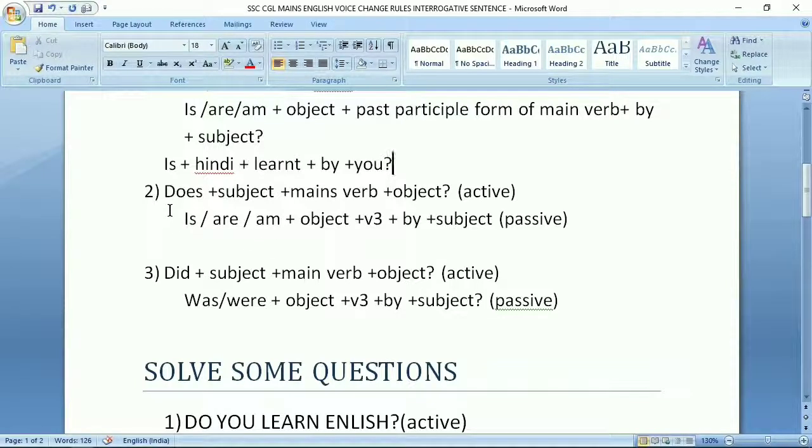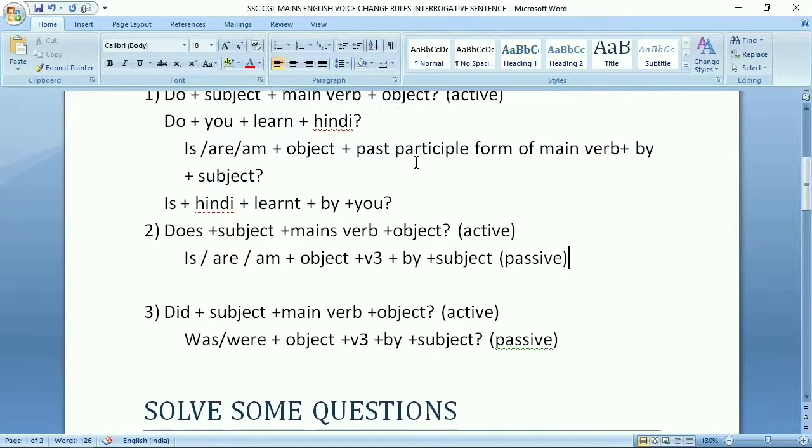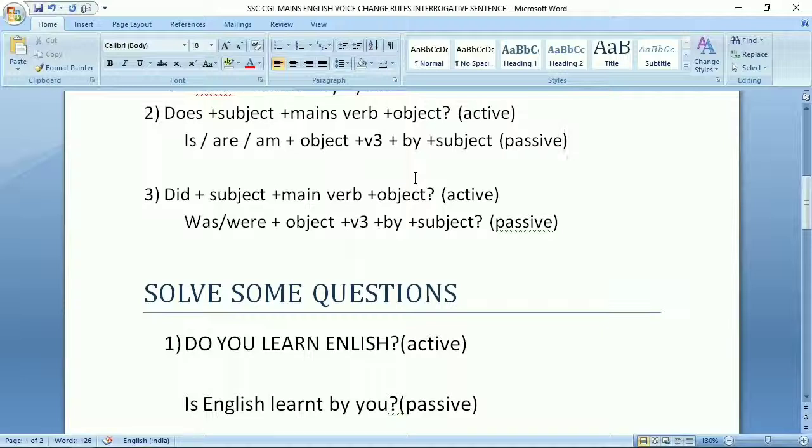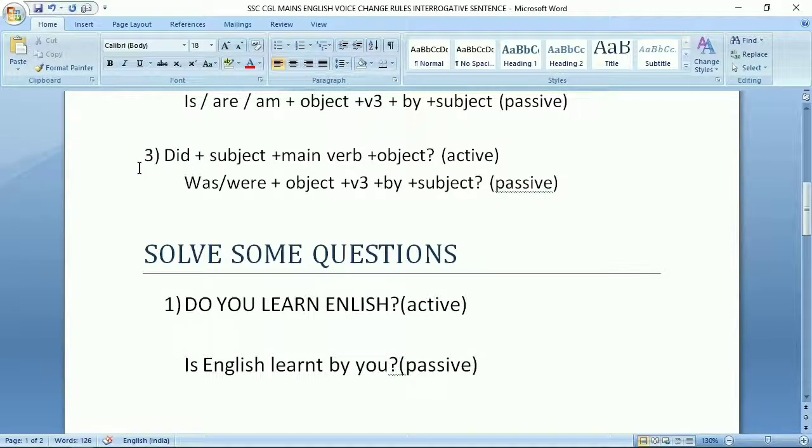This is our second rule. You can see over here, does plus subject plus main verb plus object in active form. And when we write in passive form, again we should begin with is, are, am plus object plus v3 plus by plus subject, the same as this do sentence. And now the third rule says, if the active interrogative sentence begins with did, then you cannot write is, are, or am. You have to write was or were instead of is, are, am, because did is the past form of do and does.